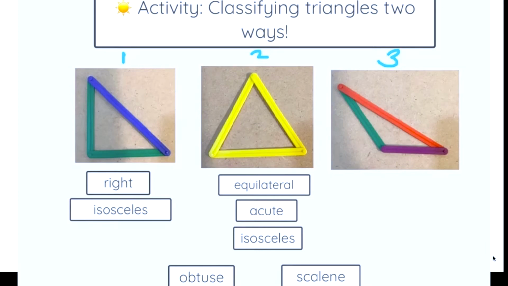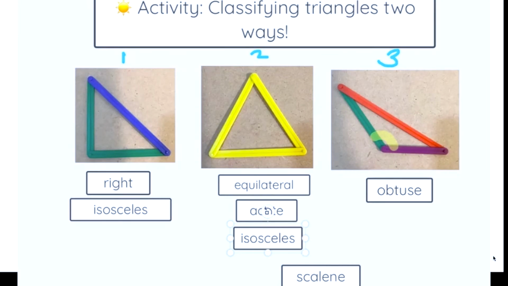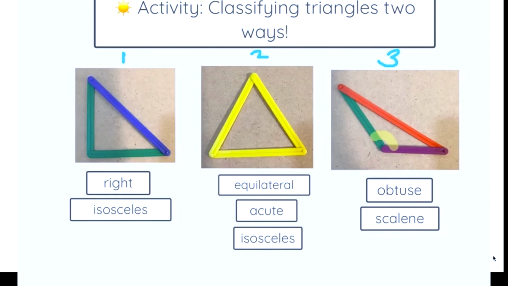And lastly, triangle 3. I'm taking a look at it closer and I notice that it has an obtuse angle, an angle that is larger than 90 degrees, and that angle is right here. Now, looking at the side lengths of this last triangle, I see that it's three different colors, which tells us that it's three different side lengths, which means that none of them are congruent, and that makes it a scalene triangle.